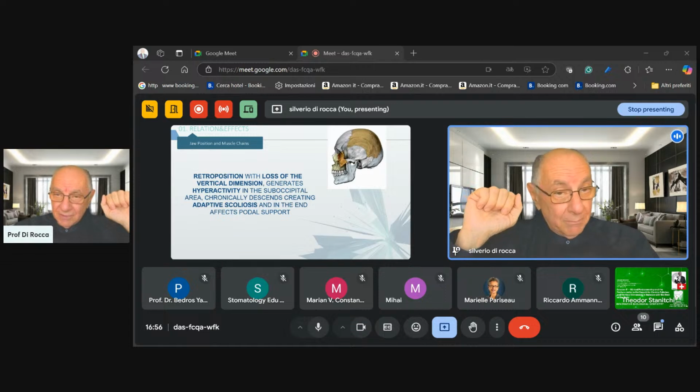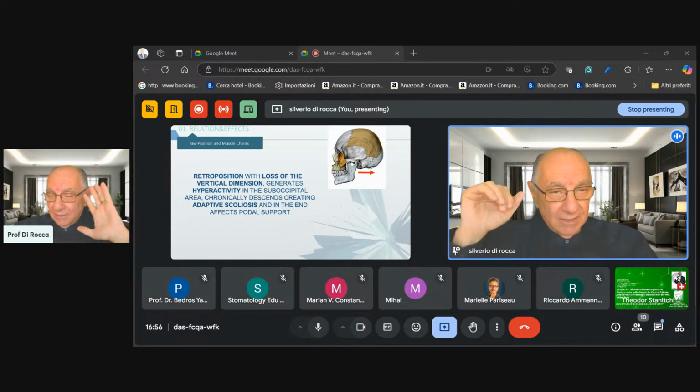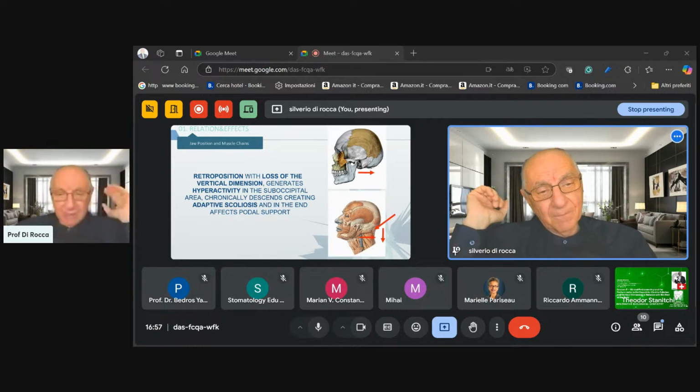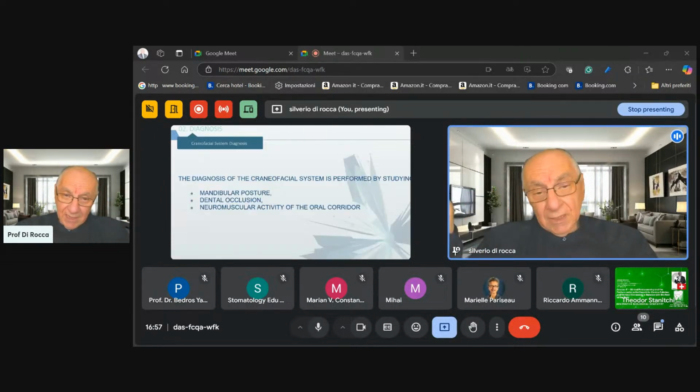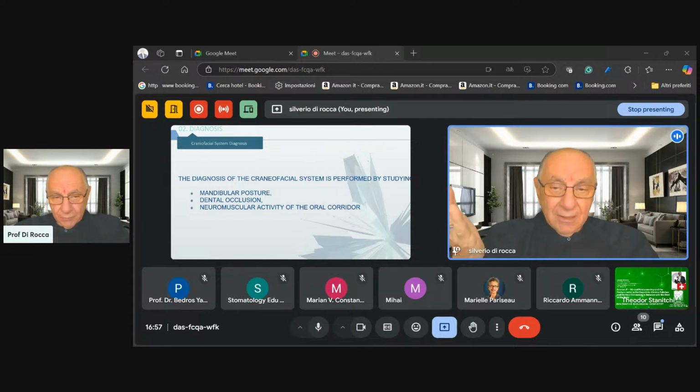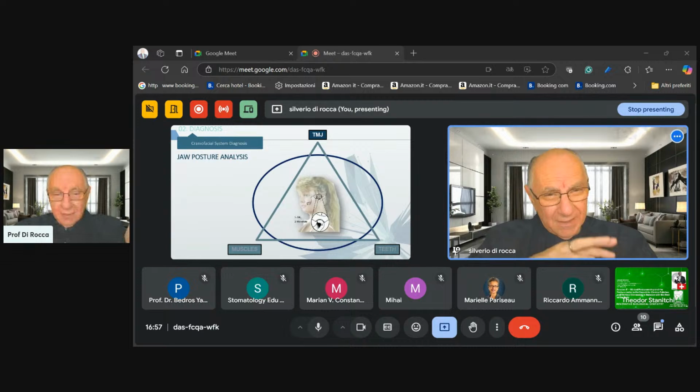The changing of the position, this is very bad. The most dangerous situation is the retro position with vertical dimension, which is creating hyperactivity. And this hyperactivity goes down slowly. And we do a craniofacial diagnosis. Mandibular posture, also we study the body.